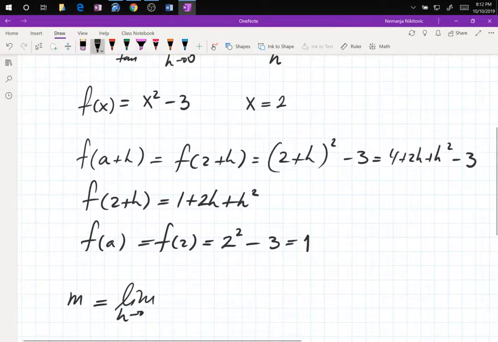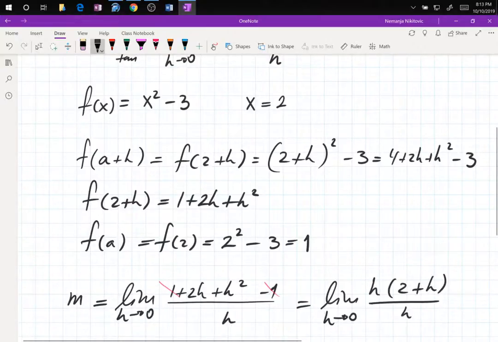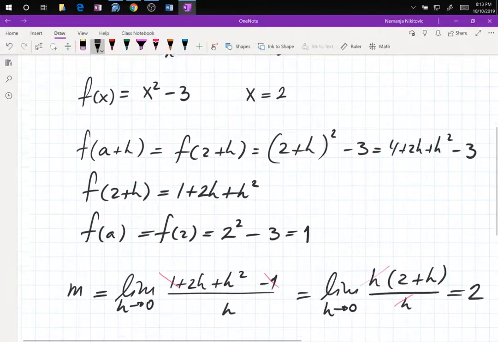Now this is the painful way. And since we discovered the shortcut, we don't bother with this limit. So we have our 1 plus 2h plus h squared minus 1 over h. Ones cancel, and when you copy the limit, obviously h goes to 0. You factor out h, you get 2 plus h divided by h. This is where h dies. And when you send the other h to 0, you get 2.